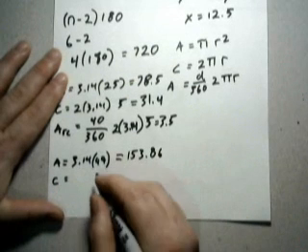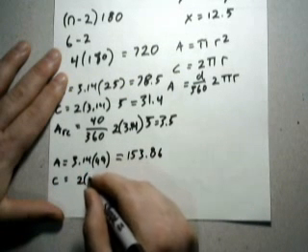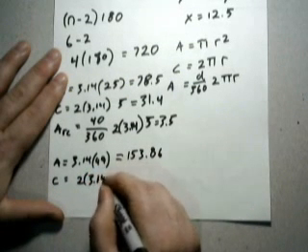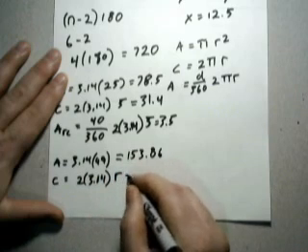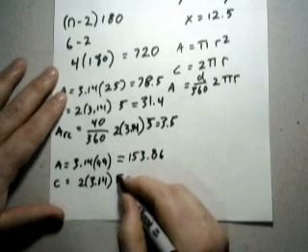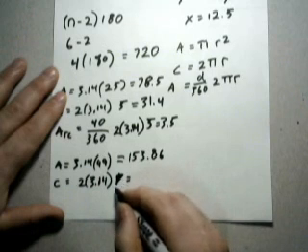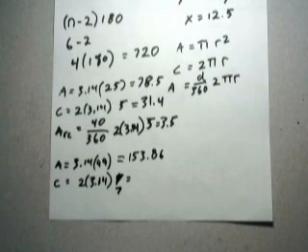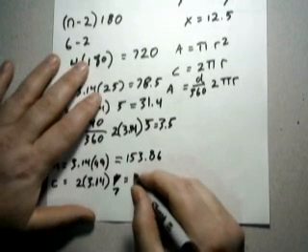The circumference is going to be 2 times 3.14 times 7. Oops, 7. That's funny. 2 times 3.14 times 7. That is 43.96.